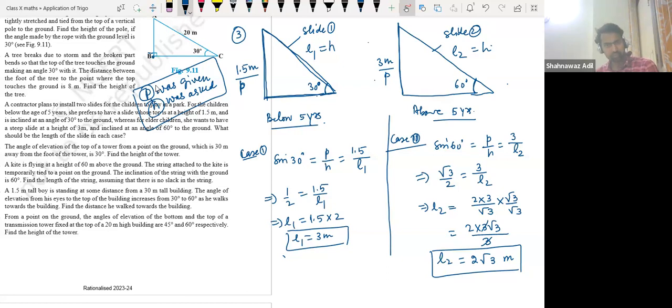Shouldn't the second part be 6 root 3 by 3? Yeah, so you want to write 6 root 3 by 3. But 6 can be cancelled by 3, right? We can cancel this 3 with 6. Whenever we can simplify, we should write it simplified.